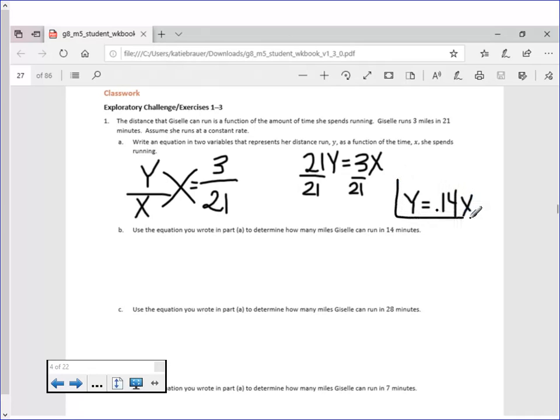Okay, so this is the equation that we're going to use for Giselle running. It says use the equation you wrote to determine how many miles she can run in 14 minutes. So you're going to plug in 14 where x is. So how many miles can she run in 14 minutes? Take 0.14 times 14. Yep, she can run 1.96 miles in 14 minutes.